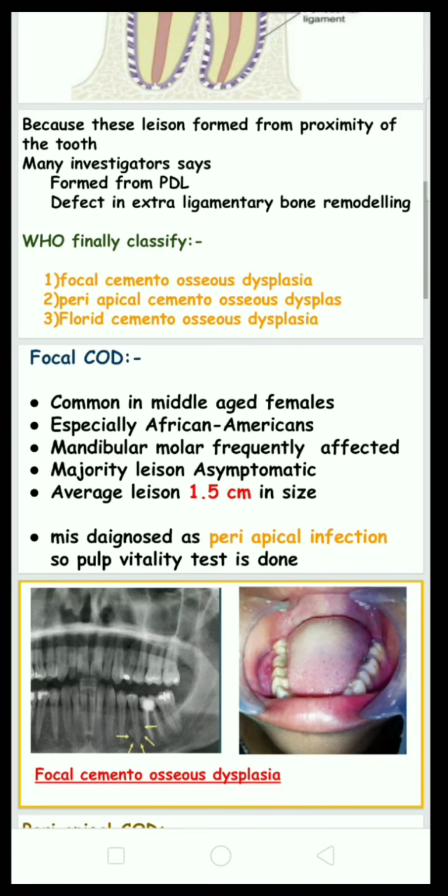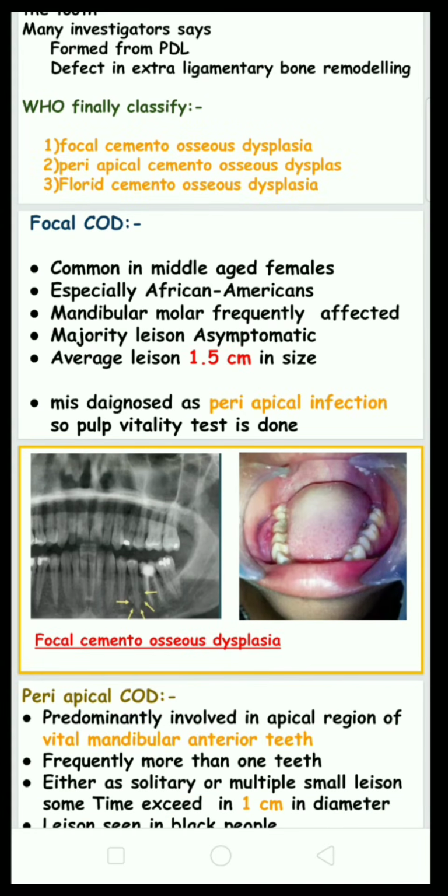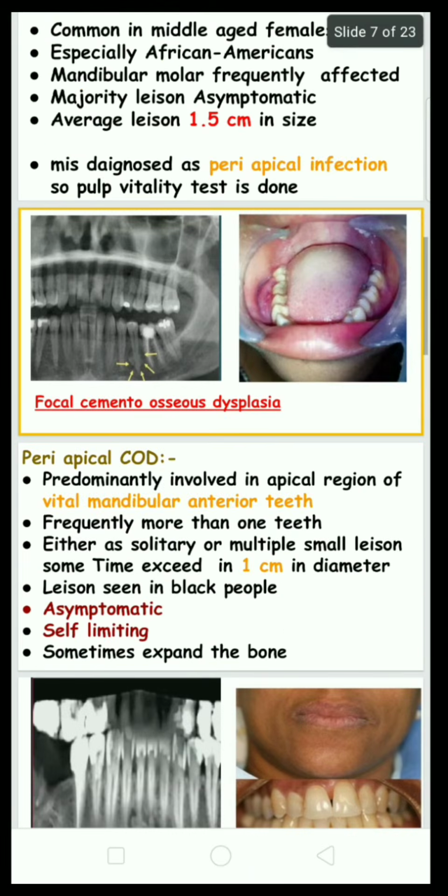They can be misdiagnosed as periapical lesions, so we have to do the pulp vitality test. This test is done for cemento-osseous dysplasia versus periapical lesions to confirm the discrepancy. If the pulp is vital but the lesions are found, it is called a focal cemento-osseous dysplasia.